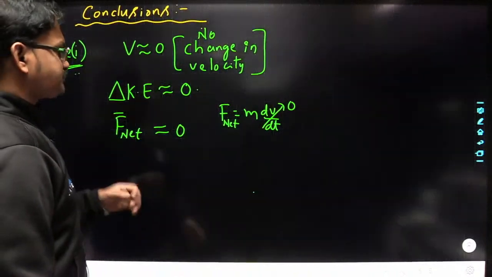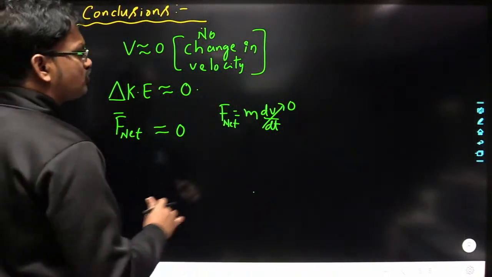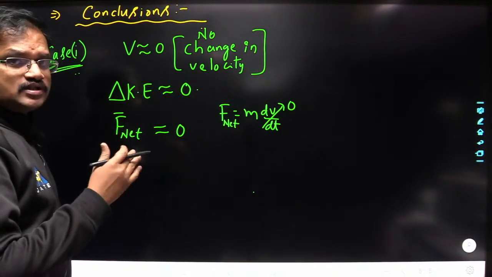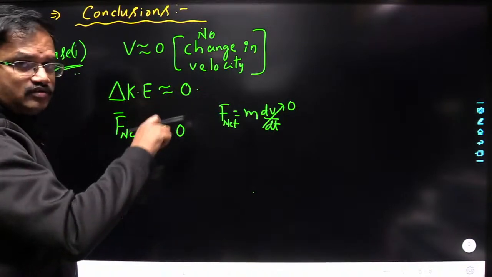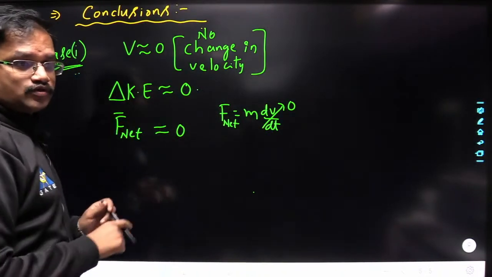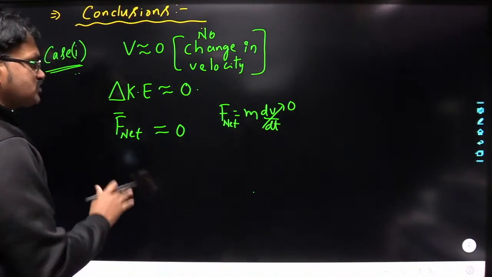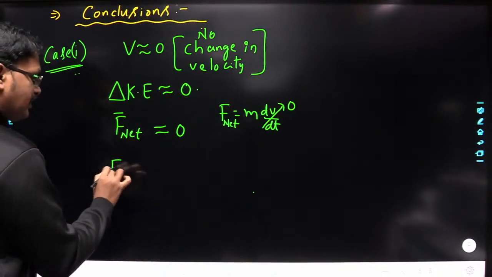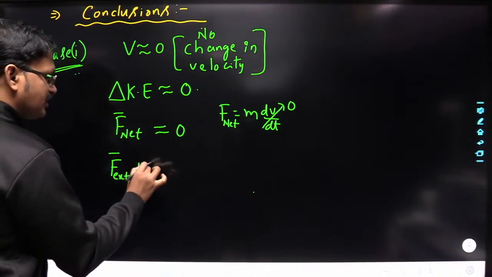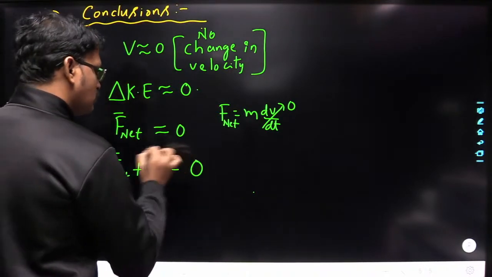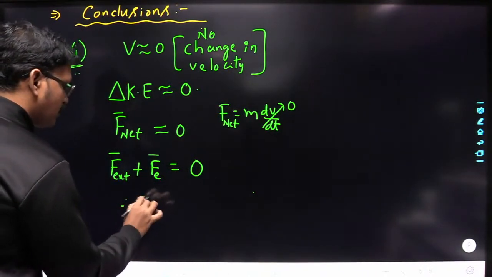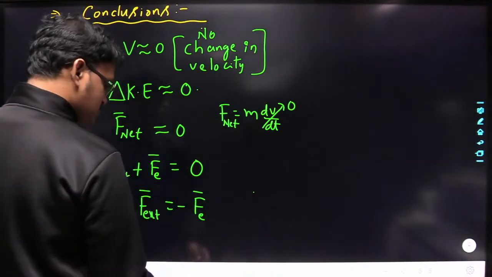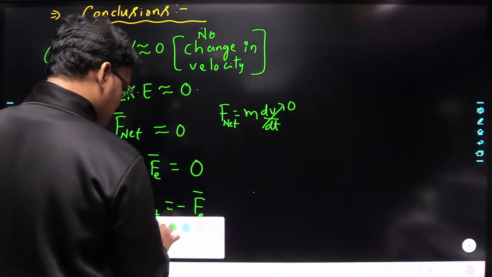Understood? So whenever net force is equal to 0, what are the forces that are acting on the charge here? The forces acting on the charge are one is electrical force and another one is external force. Yes or no? Those are the two forces acting on the charge. So the net force is F external plus F electrical, which must be equal to 0. So therefore F external is equal to minus F electrical. Understood?